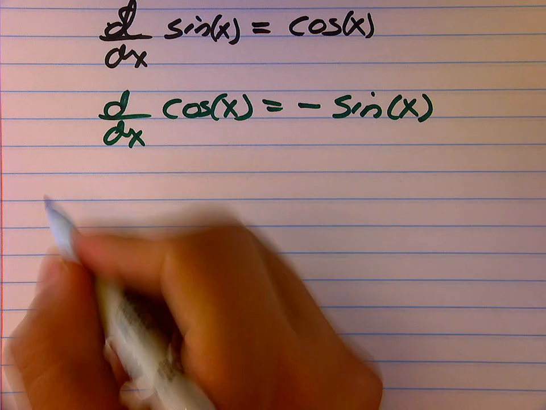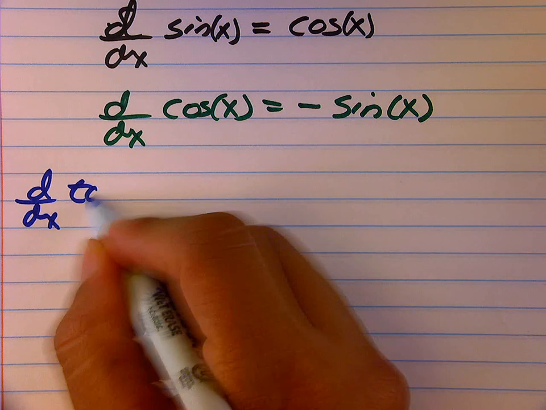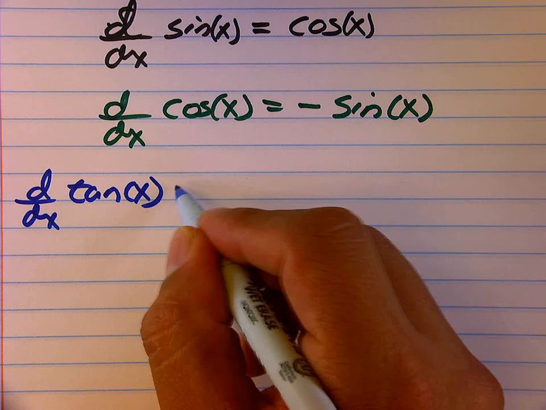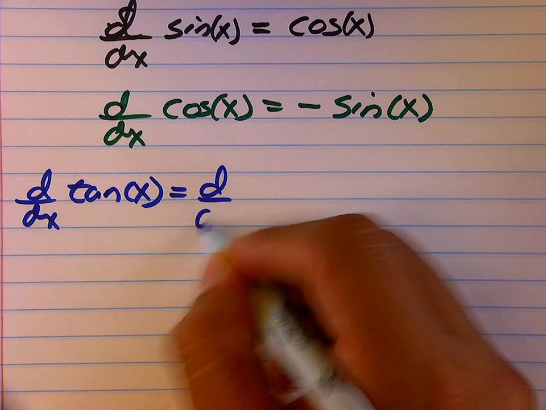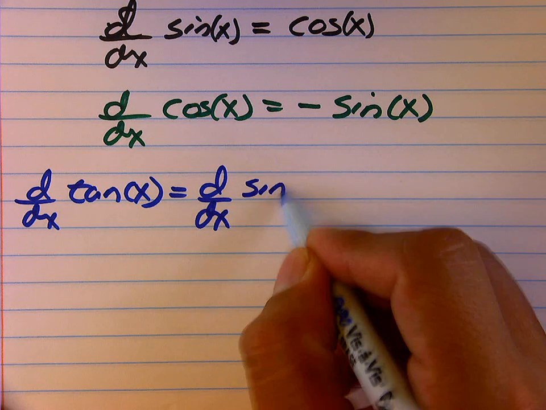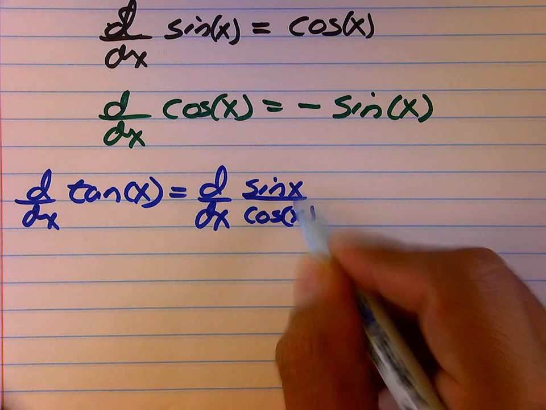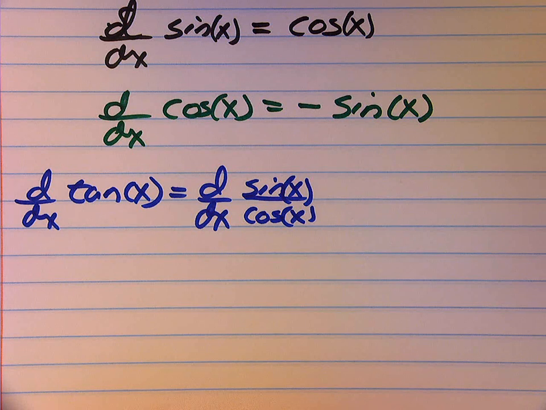Okay, so we're going to take the derivative of the tangent of x. Now, it's important to notice that the tangent of x can be rewritten as the sine of x over the cosine of x. By applying the quotient rule, I will take its derivative.